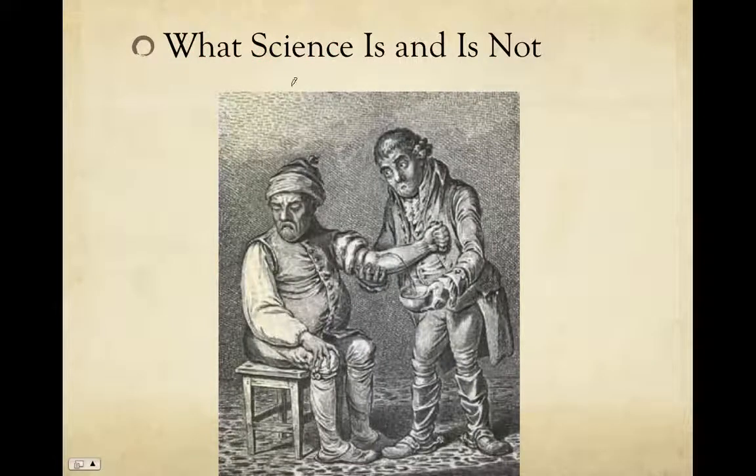So what is science, and what is it not? This picture or drawing shows what's called bloodletting. This was an ancient practice to cure disease. You would rid yourself of a lot of your blood in hopes to rid yourself of disease. The guess that they had was that disease was caused by an imbalance of blood fluids. That's why they would let some of the blood out, hoping to rebalance the sick individual.